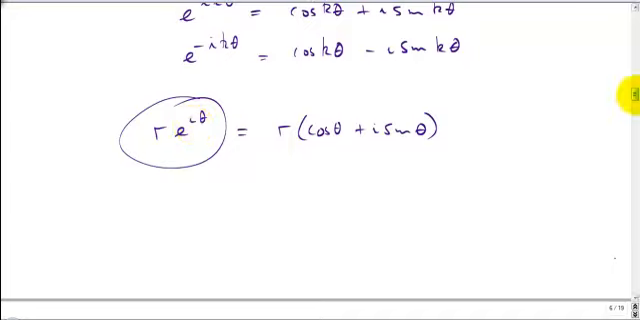Okay, so we'll come back to that in a moment. What we can do with real numbers, we can do algebra with real numbers. So we can do the same thing with complex numbers.